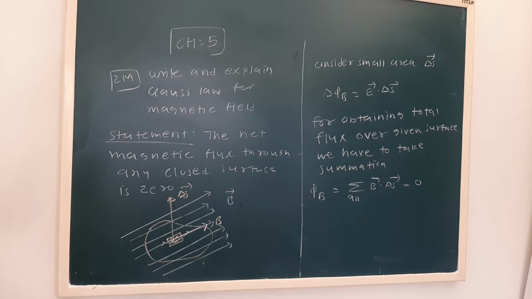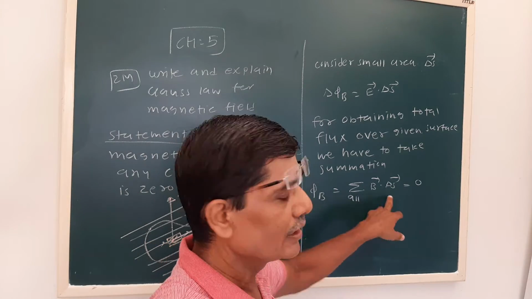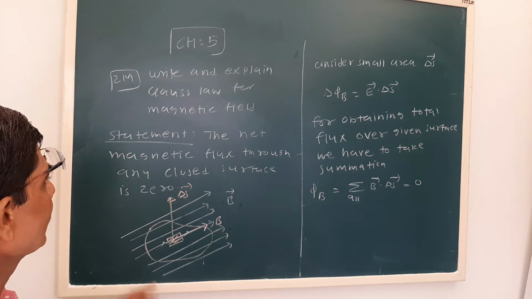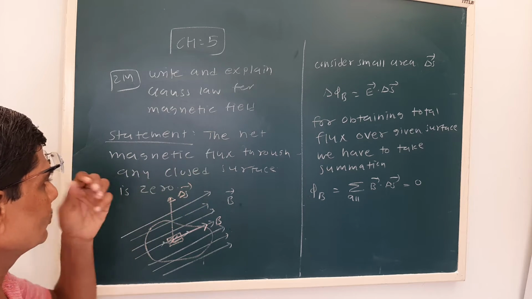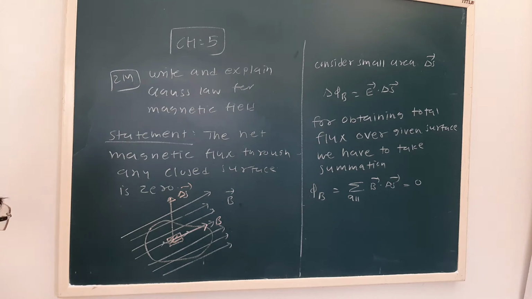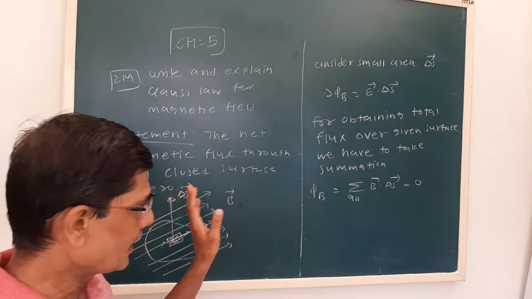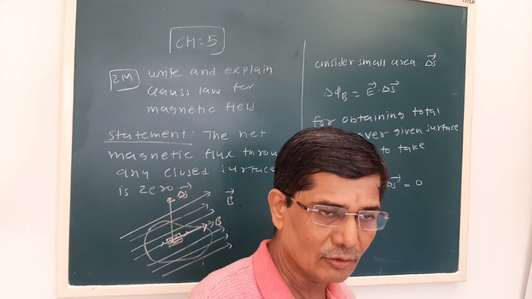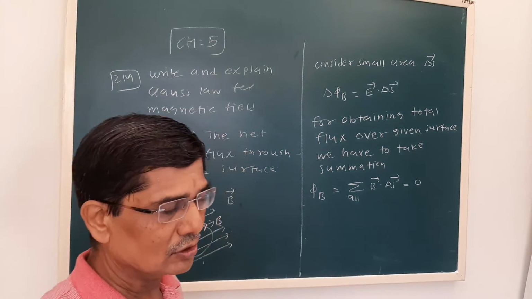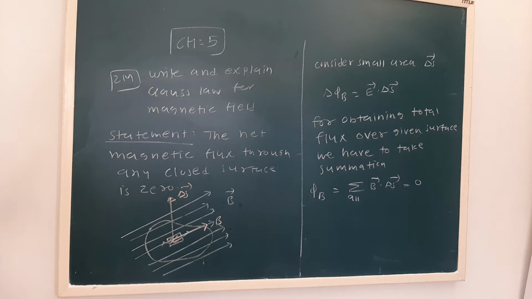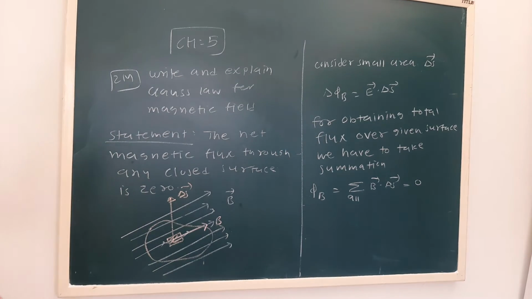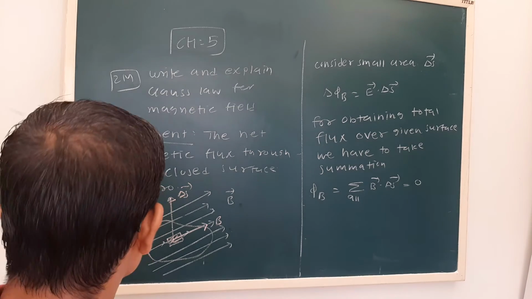Now magnetic field is a vector quantity, and the area vector is also a vector quantity. So the Gauss law says that the magnetic flux through any closed surface is 0. As I told, whatever number of magnetic field lines are entering, the same number of magnetic field lines will come out of the surface. So that is nothing but Gauss law for the magnetic field. So the net magnetic flux through any closed surface is 0. Now this is about the Gauss law for the magnetic field.